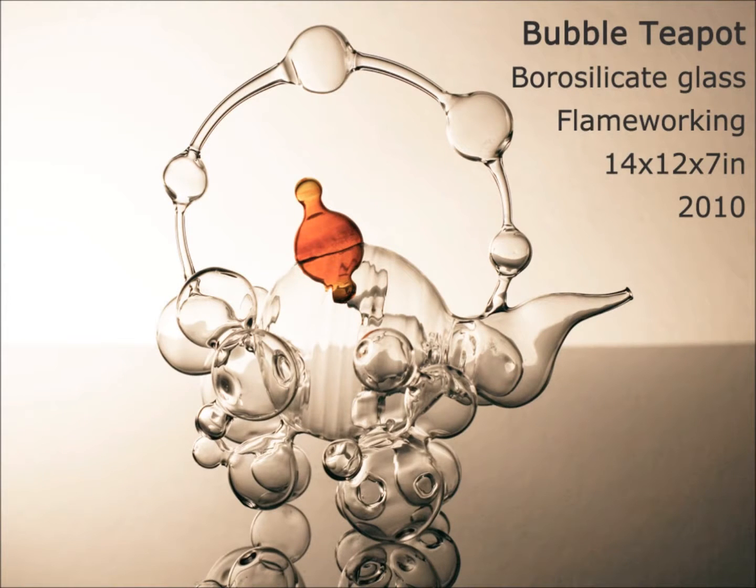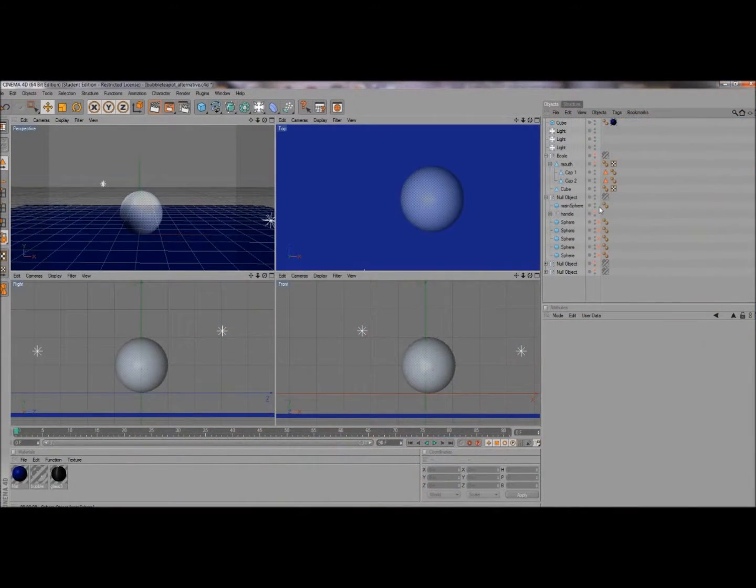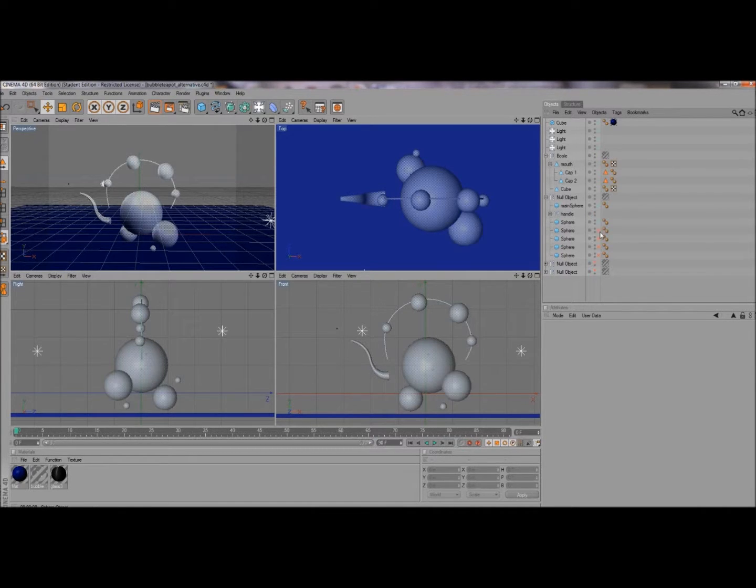This is my work called Bubble Teapot. It is an example of my work designed with a 3D rendering skill. My initial plan was to assemble a bundle of clear bubbles to make the shape of a teapot. I wanted to use various sizes of bubbles, and the overall form would be fairly rounded all over.